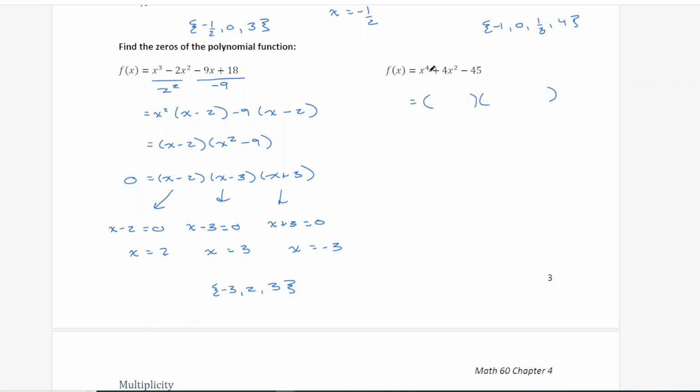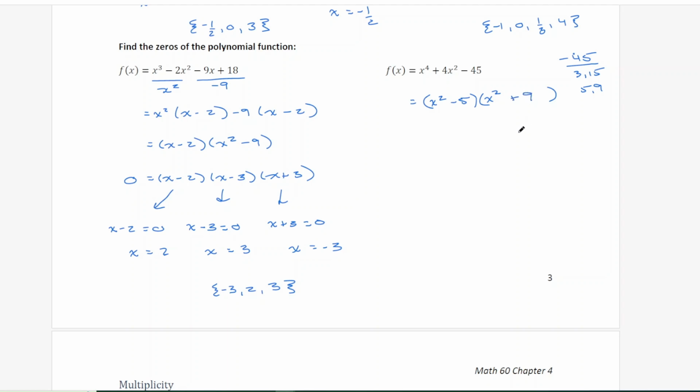And then because this is an x to the 4 in the beginning, we're just going to put an x squared at the front of each bracket. So x squared times x squared is x to the 4. And then we're looking for 2 numbers that multiply to give me negative 45 and add to give me 4. So you can go through the whole list. You can be like, oh, 3 and 15. Nope, that's not going to work. 5 and 9. Oh, there it is. So I can do minus 5 and positive 9.